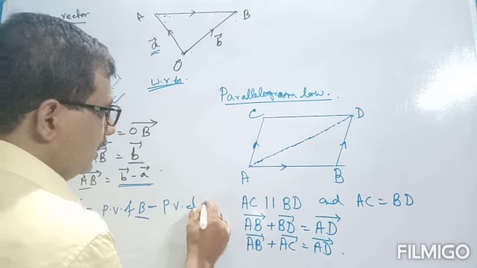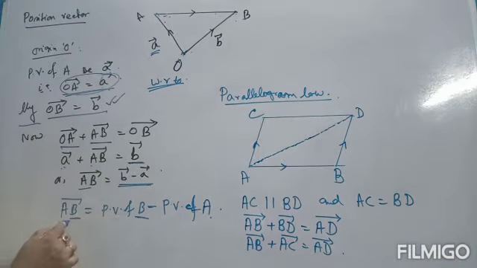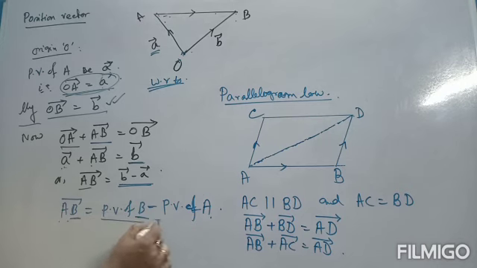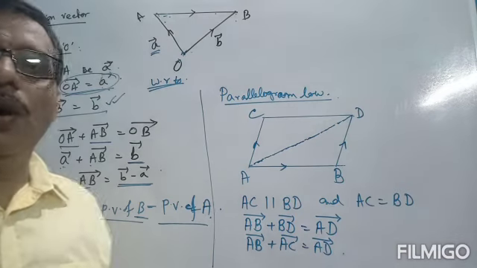Position vector of A, this one, point A. So, position vector AB is equal to position vector of B minus position vector of A. This is the concept of position vector. Next, parallelogram law of vectors.